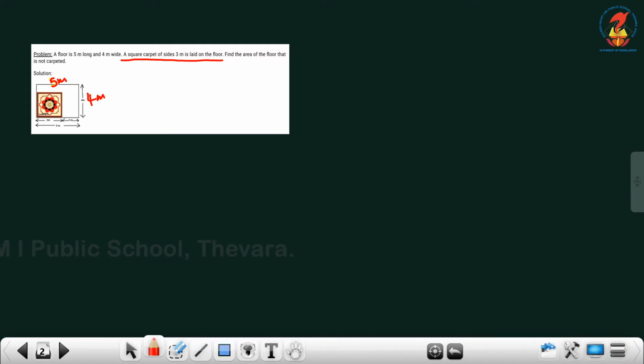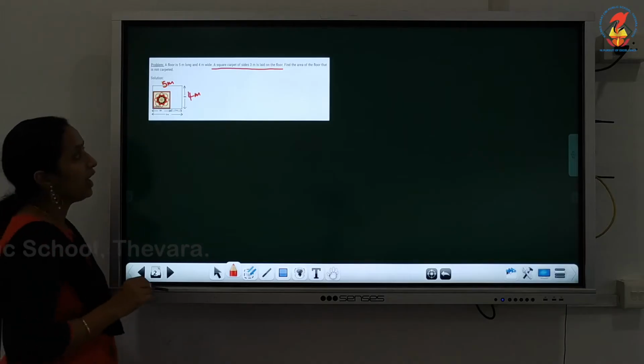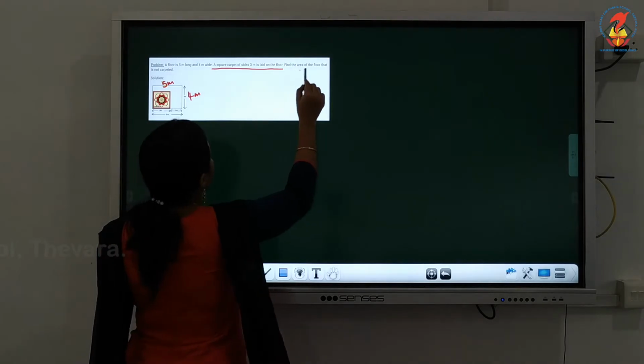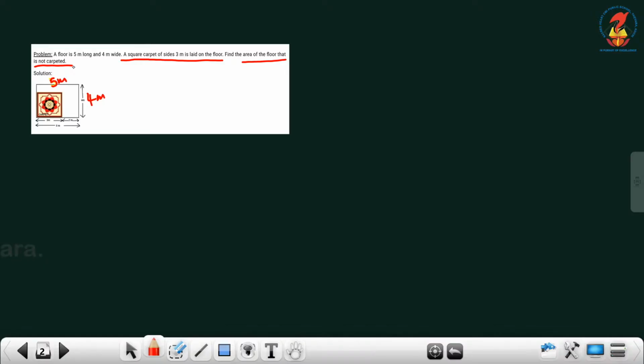So, one square carpet is there. Now we have to find out the area of the floor that is not carpeted. That means we have to find the area of this remaining part of this land. You have to find the area of this remaining part of the land.